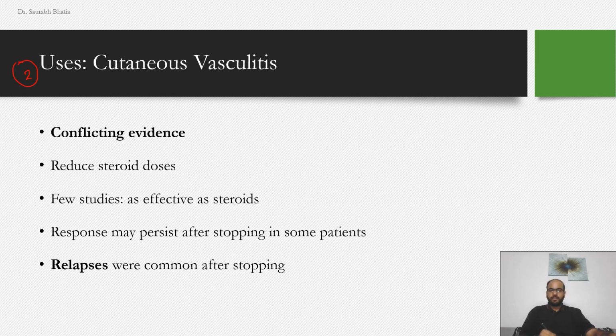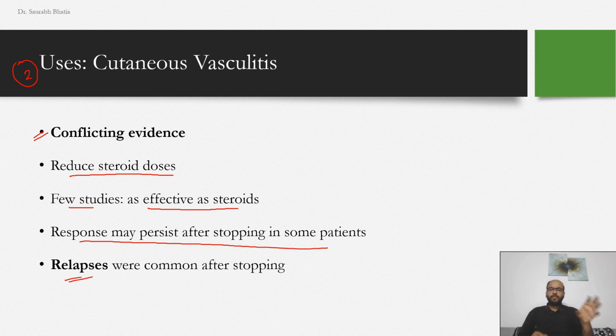Second use is cutaneous vasculitis. There is conflicting evidence, but colchicine has been used in multiple patients to reduce the amount of steroid doses that the patient is taking. Few studies have said that colchicine can be as effective as steroids. And remember, colchicine is a fast-acting drug. The half-life is 20 to 40 hours. It is rapidly acting. So you can use in, let's say, milder cases of cutaneous vasculitis or cases of CVs in which the patient is dependent on steroids, you can add colchicine to decrease the dose of steroids, maybe even stop steroids. Okay. Response may persist after stopping in some of the patients, but relapses were very common after stopping.